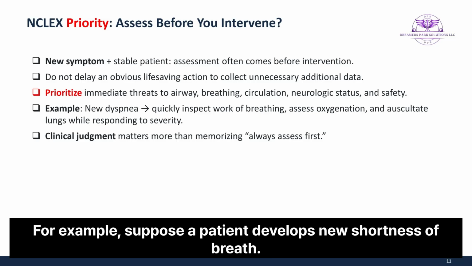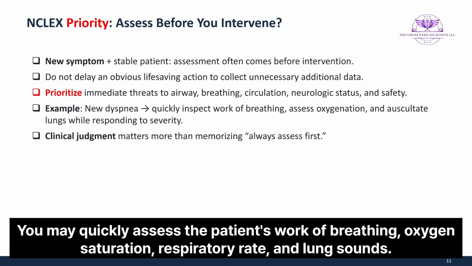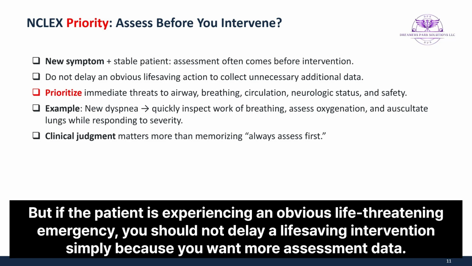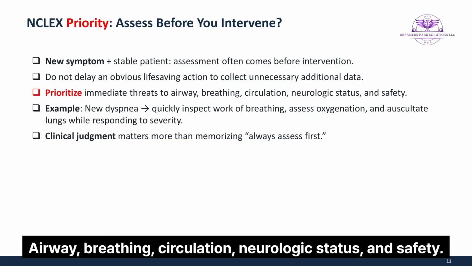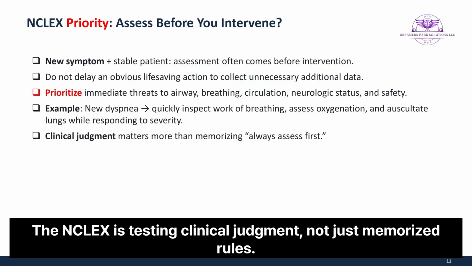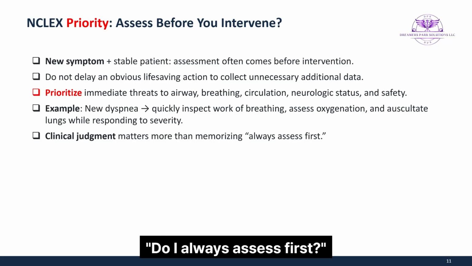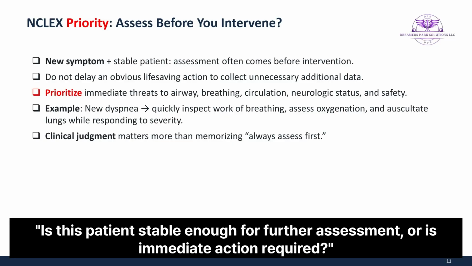For example, suppose a patient develops new shortness of breath. You may quickly assess the patient's work of breathing, oxygen saturation, respiratory rate, and lung sounds. But if the patient is experiencing an obvious life-threatening emergency, you should not delay a life-saving intervention simply because you want more assessment data. Think about immediate threats to airway, breathing, circulation, neurologic status, and safety. The NCLEX-RN is testing clinical judgment, not just memorized rules. So instead of asking, "Do I always assess first?" ask yourself, "Is this patient stable enough for further assessment, or is immediate action required?"